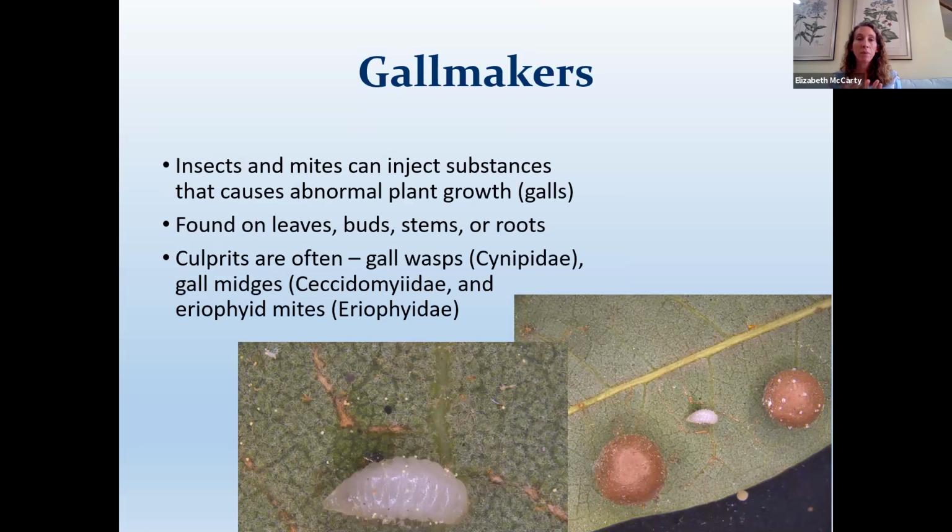Again, they're found on leaves, buds, stems, and roots. Often the culprits are gall wasps, gall midges, and mites. And so here's a picture of one that an environmental scientist brought to my lab. We cut it open, started looking around for it, and pulled out the feeding larva.